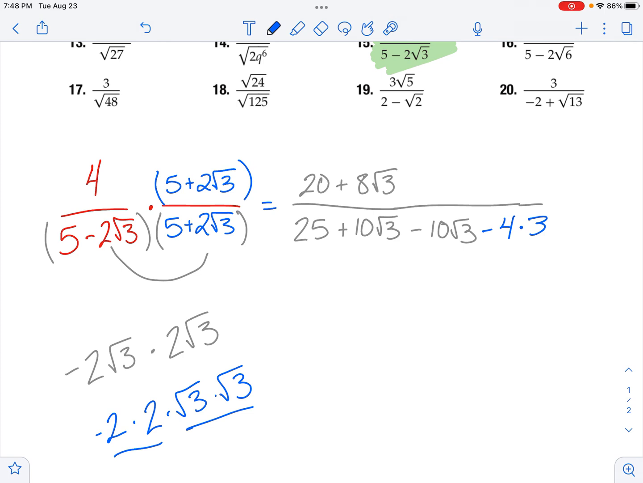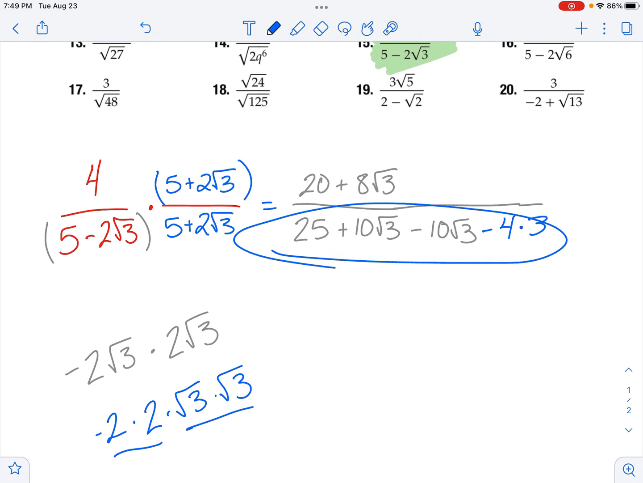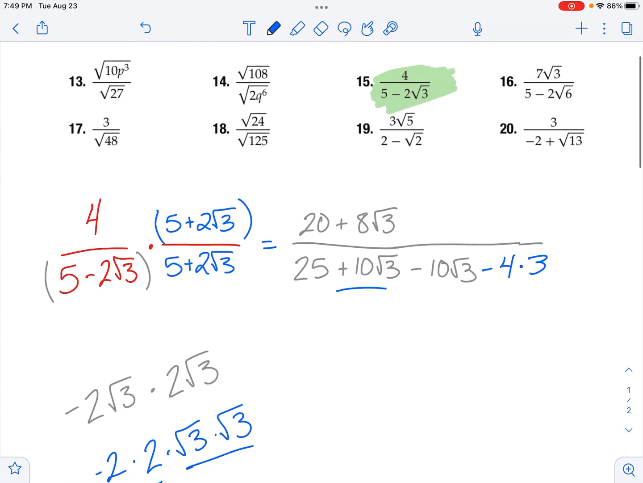Okay, and why did I multiply again? Let's go back and look at how I set this up. Why did I multiply by 5 plus 2 root 3 instead of doing exactly what I see in the original problem? Well, if I look at the denominator, if I look at that expanded form there, I'm going to notice something special in the middle. I have a positive 10 root 3 and I have a negative 10 root 3. So if I have opposites here, 10 root 3 minus 10 root 3, well, those reduce to nothing. Those are going to reduce to 0.